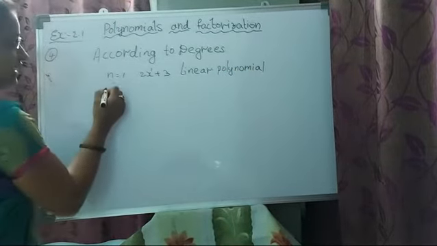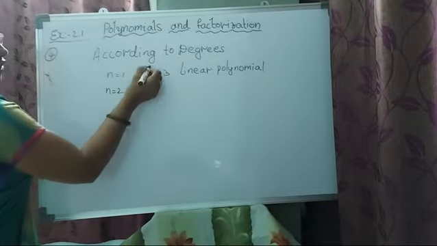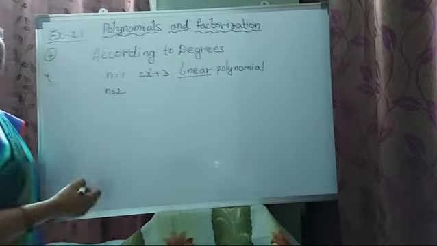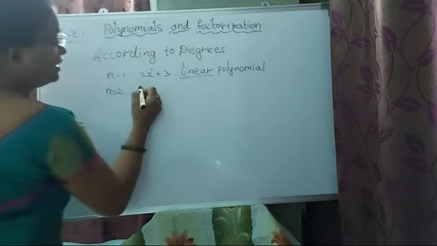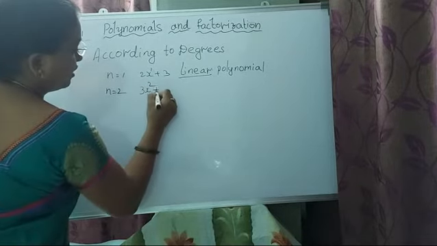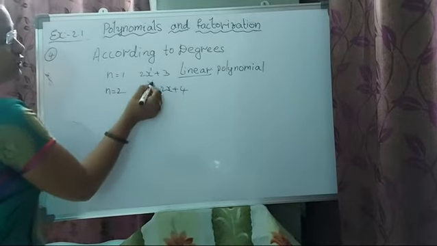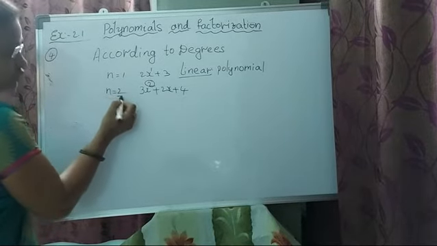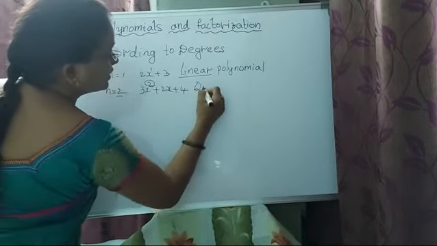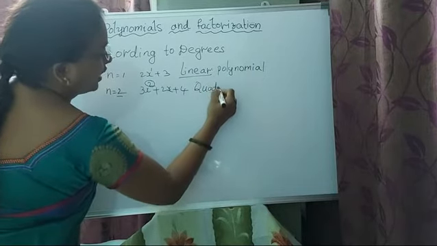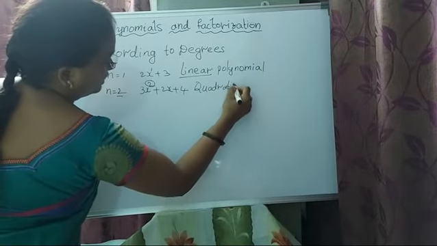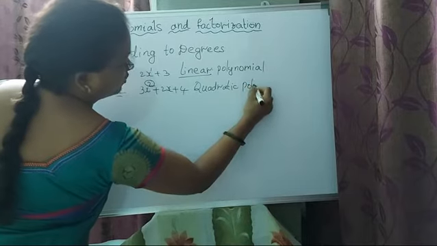See, if the degree is 1, it means a linear polynomial. If the degree is 2, that is 3x² + 2x + 4, here the highest power is 2, so the degree is 2. We call it a quadratic polynomial.